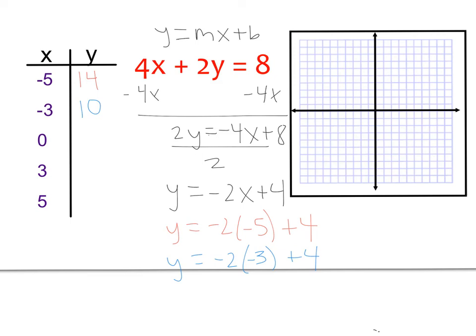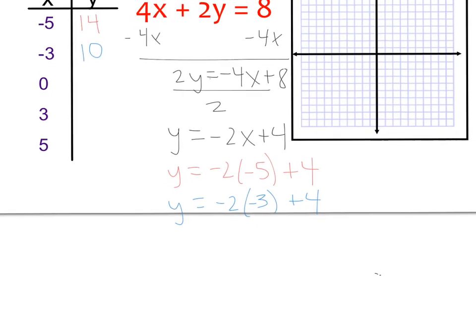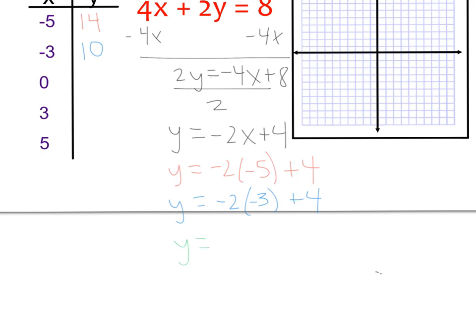And now I'll plug in 0. So y equals negative 2 times 0 plus 4. Negative 2 times 0 is 0, plus 4 is 4. Now we could continue to solve for 3 and 5, but we really only need 2 points to make a line. And I have 3, but again I could keep plugging in 3 and 5 to get even more points. But I'm going to go ahead and graph now.